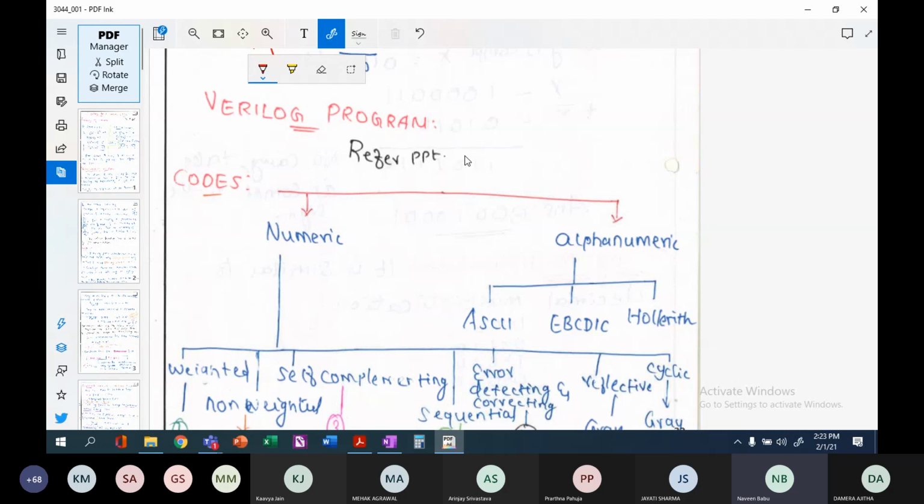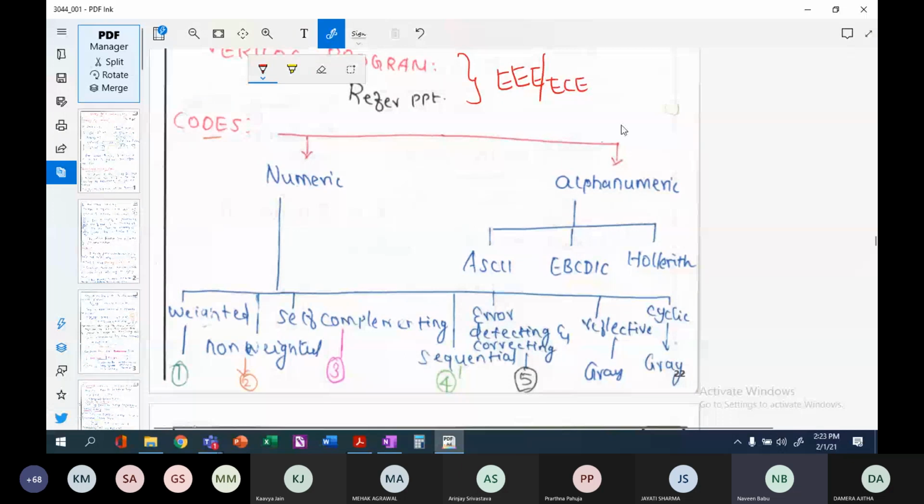Next, normally the Verilog program is covered, but if it is a physical class, we will do it. Otherwise, we will not force you to do it. These Verilog programs are important only for electrical students, that is EEE or ECE students, and not for computer science. So hence we are skipping the programming part.